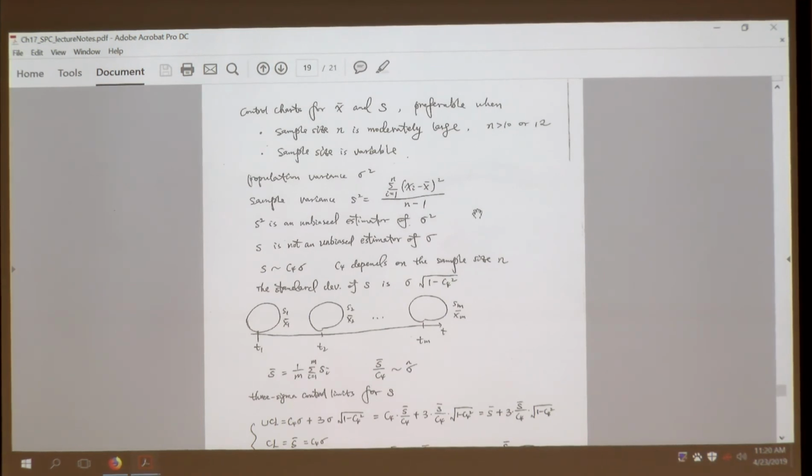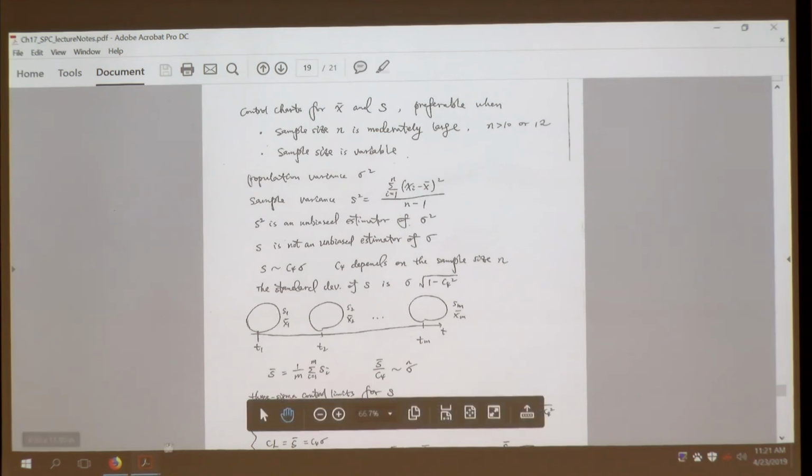So every time we take a sample, we have X1 bar, S1, X2 bar, S2, up to Xm bar and Sm, based on the sample data we have. We calculate the sample mean and the sample standard deviation. Our goal is to monitor this sample mean and sample standard deviation over time. So this is S bar. S bar over C4 will be an estimate of sigma hat. But how to get C4?